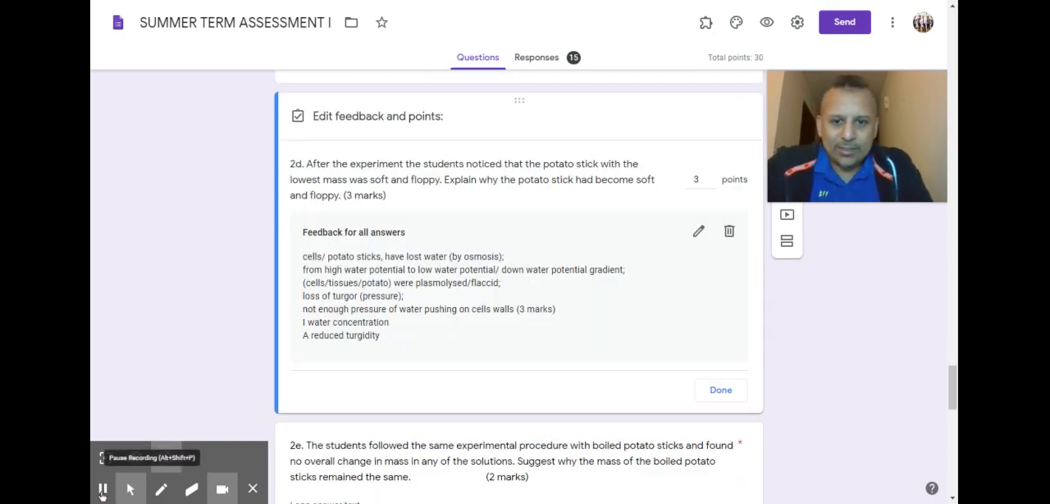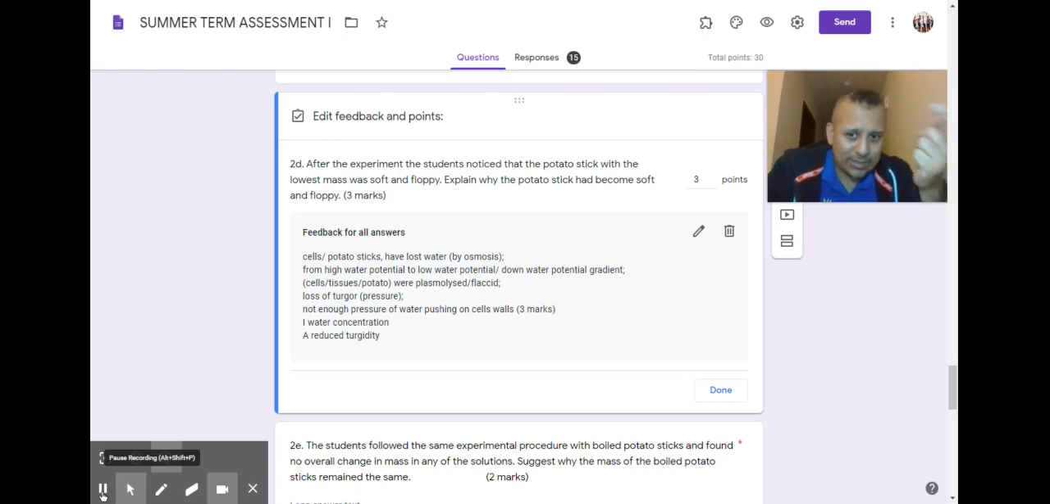Soft and floppy potato sticks, they've lost water by osmosis. Whenever you are asked a question which requires osmosis as an answer, always say what osmosis is as well, okay? Don't just say osmosis and then assume that that will answer everything, okay? Once you say osmosis, or if you just imply that they've lost water, you have to then say from high water potential to low water potential, or you could say it's down the water potential gradient.